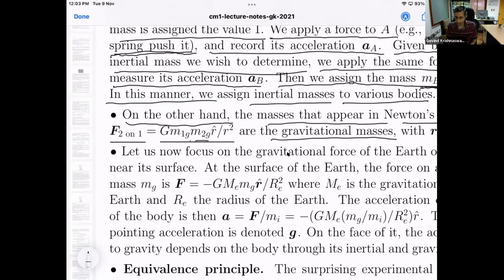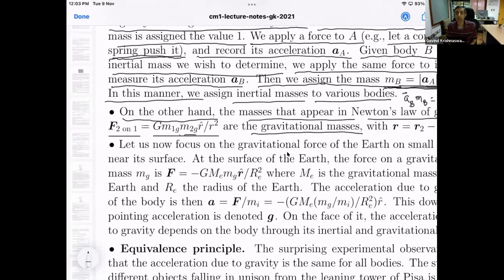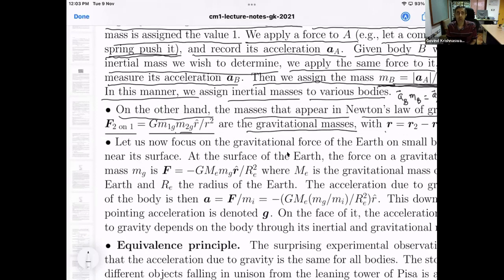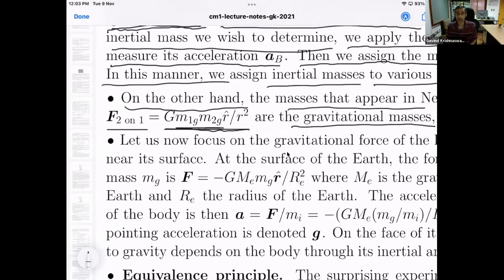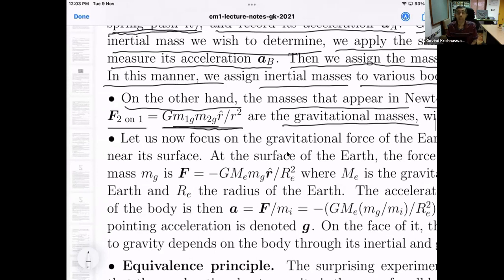You could use any force you like over there. Of course, r hat is the unit vector that points from r1 to r2, because the force of the second body on the first is directed towards the second body. It's attractive. But anyway, that is insofar as the direction is concerned. But the point is that certain masses appear in this formula, and we are going to call them gravitational masses. Now the question arises, and this question was on Newton's mind, and he did address it.